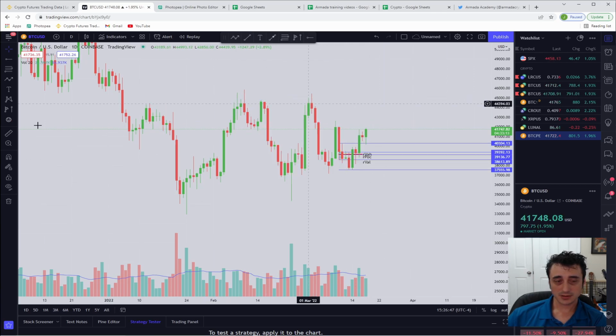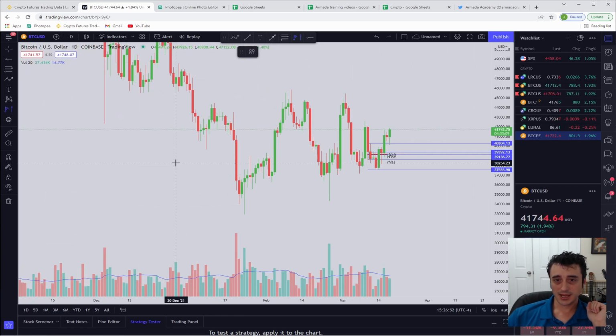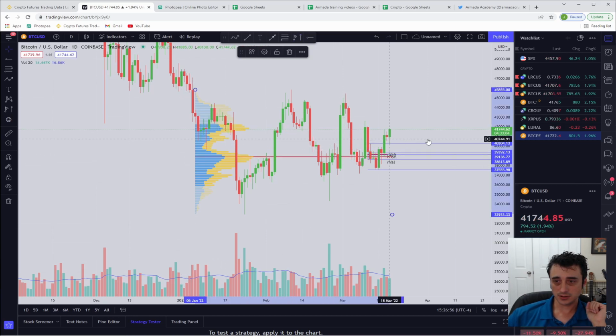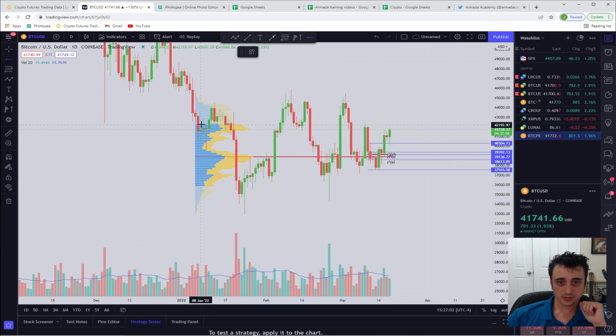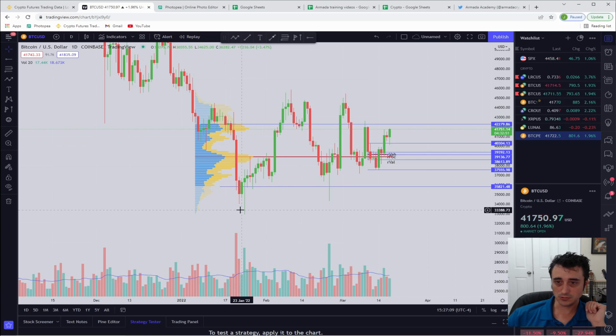Oh, that's not what I hit. I hit delete. Let's do the volume profile for this whole range. Here, we'll just do it to here. Value area high is 42,308. Value area low, which has barely been touched, is 35,821.